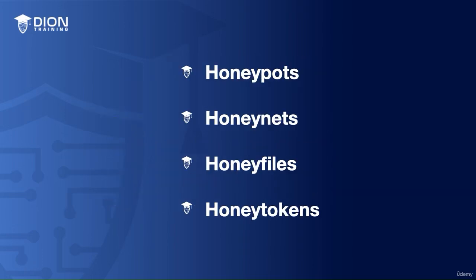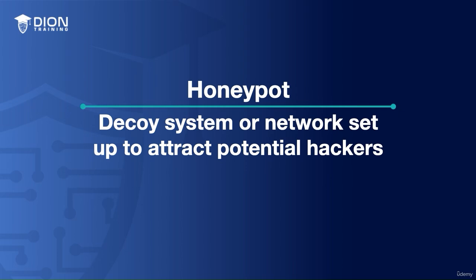The 4 commonly used deception and disruption technologies are honeypots, honeynets, honeyfiles, and honey tokens. First, we have honeypots. A honeypot is a decoy system or network set up to attract potential hackers. Honeypots are used to mimic a real system with vulnerabilities that seem attractive to attackers. The primary purpose of a honeypot is not to block or prevent attacks, but is instead focused on gathering information about the attacker's methods, motives, and TTPs.